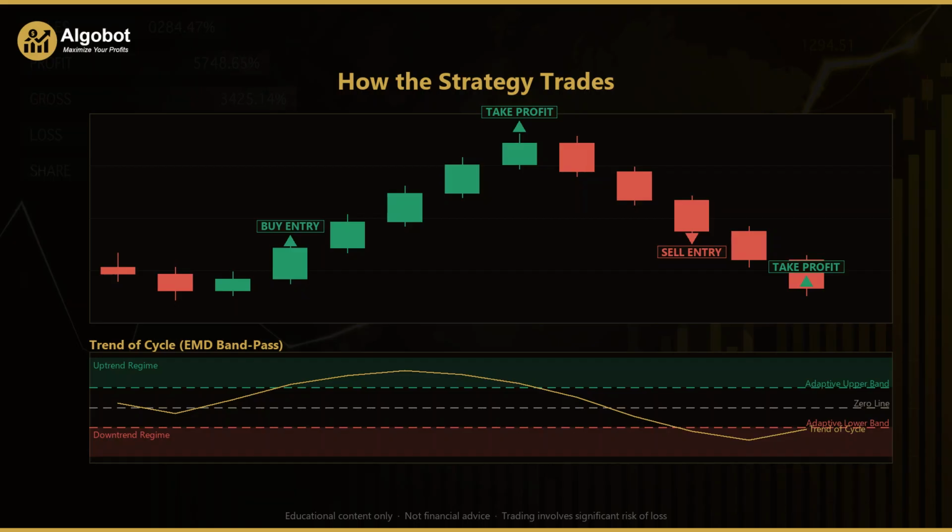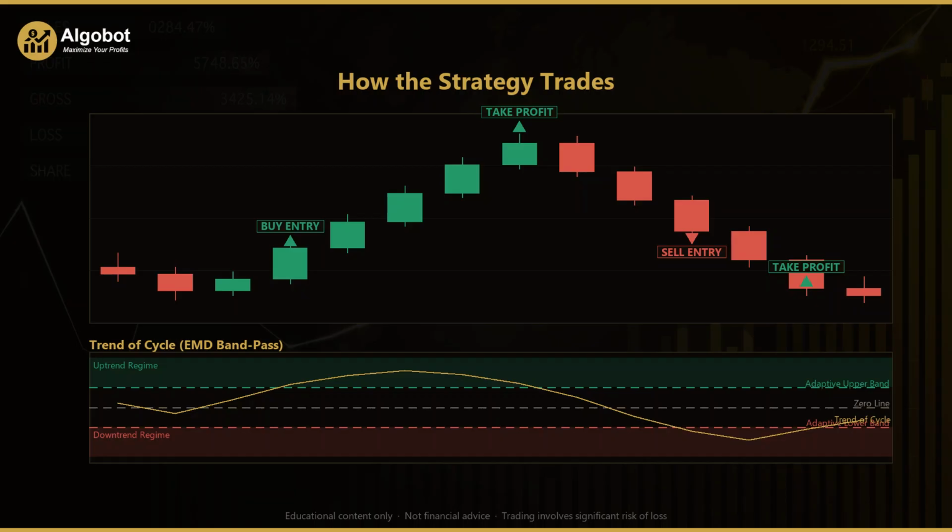Watch the gold line fall back towards 0, then keep dropping. It slides below the 0 line, and by around the 10th candle, it pierces the adaptive lower band. That crossing is the regime flipping from up to down. Here the sell entry marker appears. The strategy closes any remaining long and opens a short.